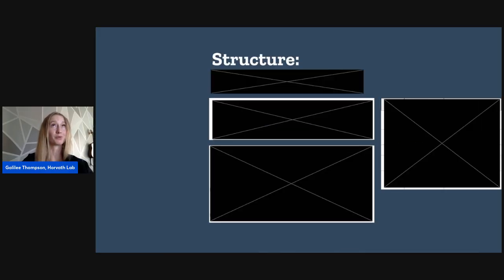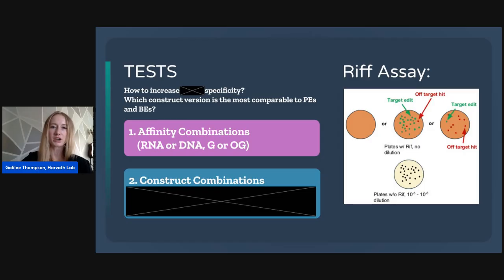Structure would be really, really cool. It is really cool. So what are some tests that we did? Well, first, we did so many tests. It's been crazy. But the two main ones I'd like to focus on is we did affinity combinations. When creating an editor, we needed to know, does our construct like RNA, DNA? Can it just focus on guanine, or does it need to be oxidized guanine?